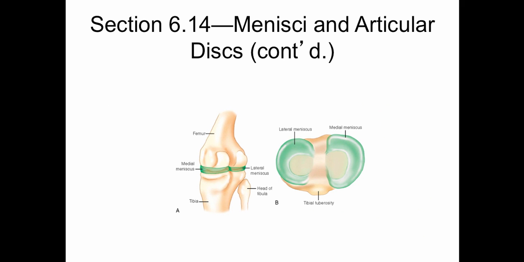Here are some examples of joints with menisci and articular discs. A is a posterior medial view of the knee joint, and B is a proximal superior view of the tibia. Note the two menisci. That's the end of our discussion for Chapter 6.